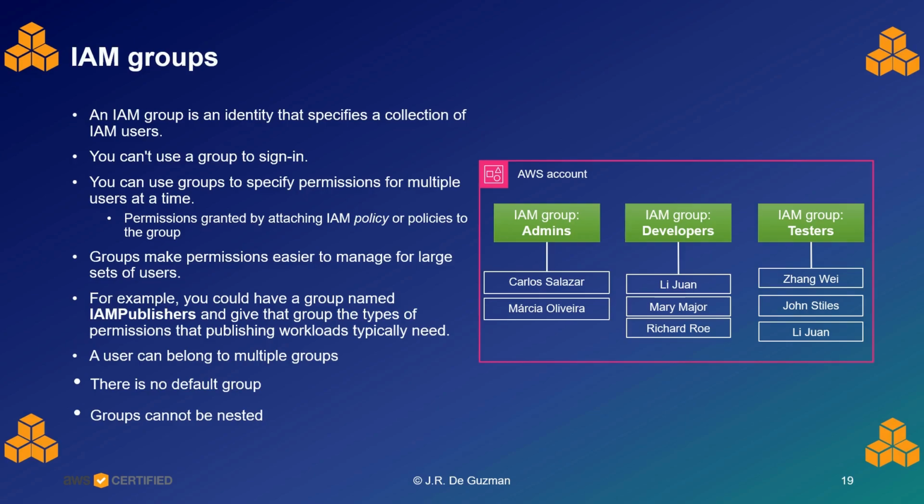Important characteristics of IAM groups are: first, a group can contain many users, and a user can belong to multiple groups. Second, groups cannot be nested. A group can contain only users, and a group cannot contain other groups. And lastly, there's no default group that automatically includes all users in the AWS account. If you want to have a group with all account users in it, you need to create the group and add each new user to it.